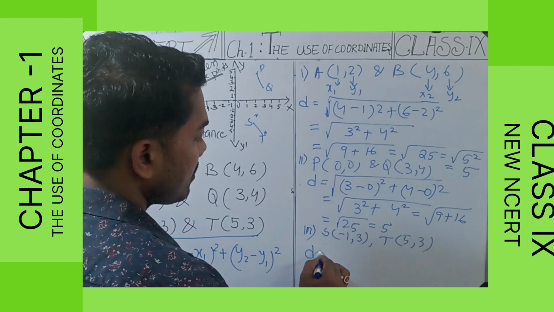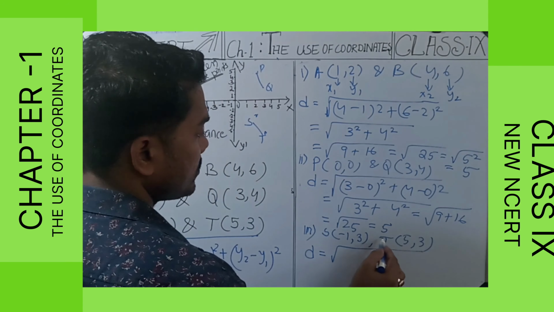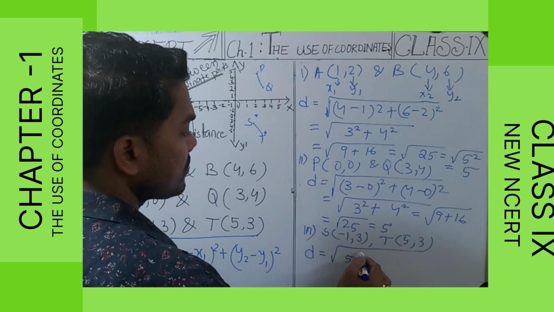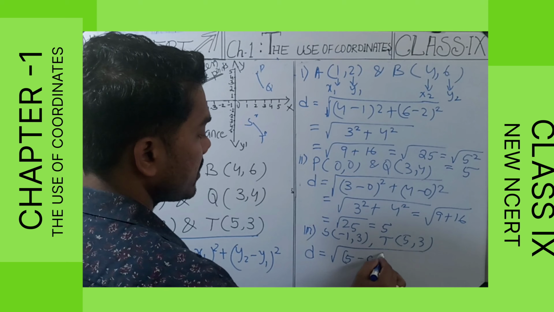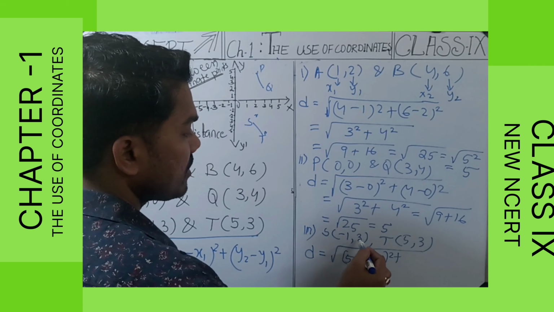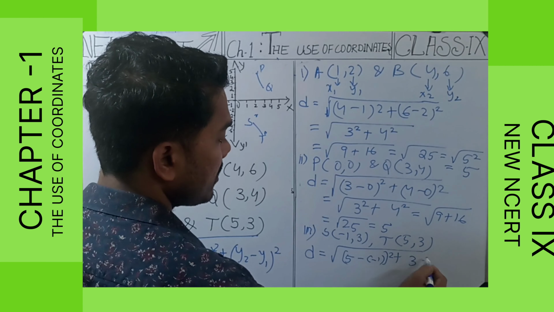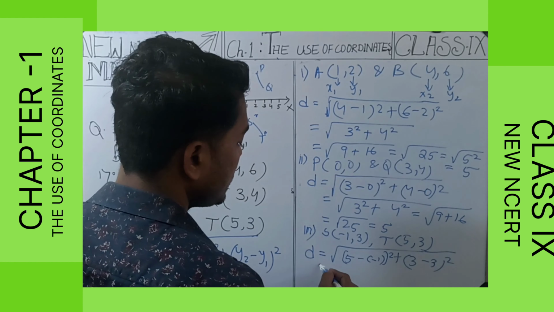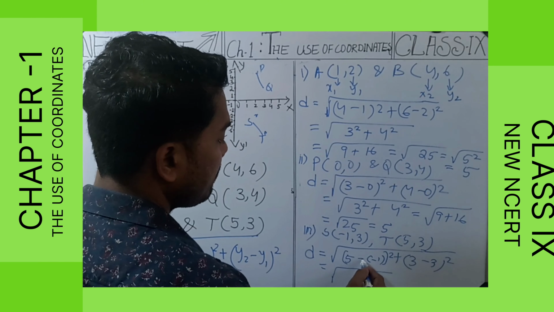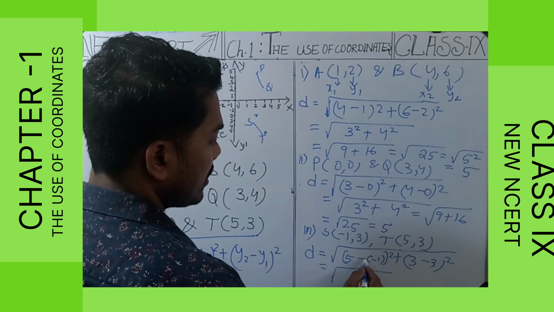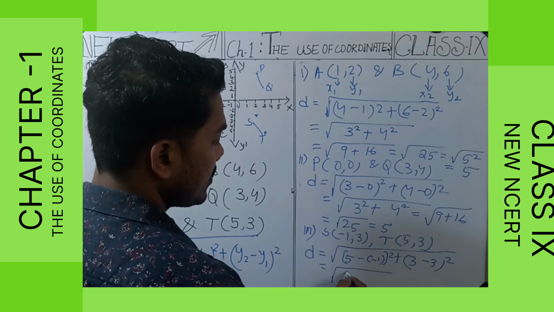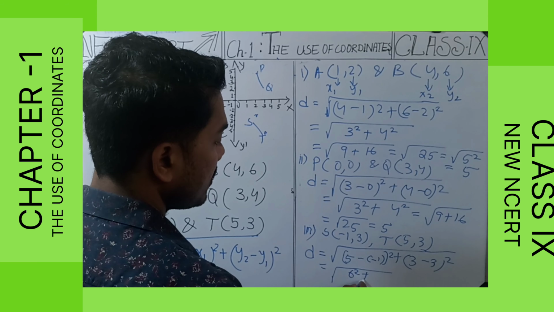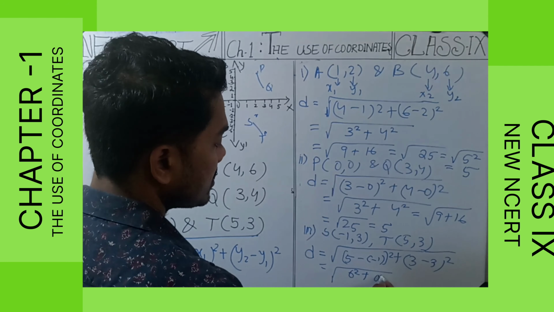So use the distance formula here also, root over of (x2 minus x1), that is 5 minus x1, which is -1, so (5 minus -1) whole square, plus (y2 minus y1). Y2 is 3, y1 is also 3, that is (3 minus 3) whole square. This implies root over of 5 minus of -1, minus minus plus, that is 5 plus 1, that is 6. Okay, that is 6 square plus 3 minus 3 is 0, that is 0 square.